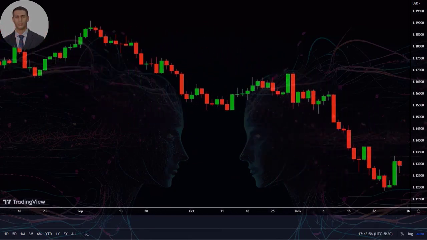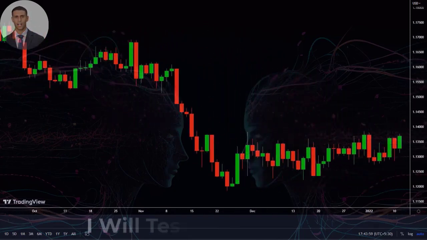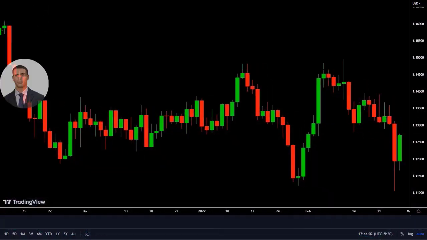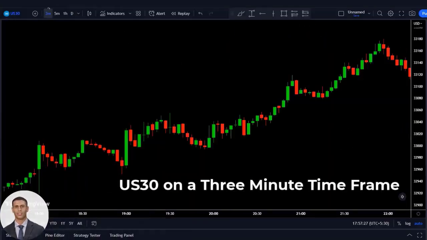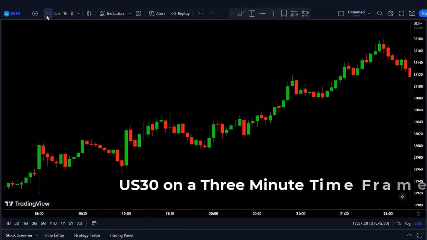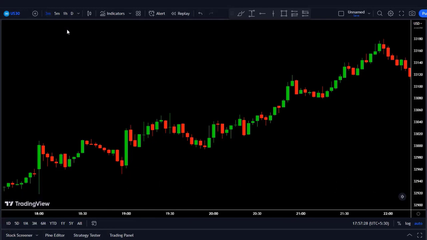setup. To check if the strategy really works, I will test it 100 times. For that, I will use the price of US 30 on a 3-minute time frame. But before I do that, let's actually open the charts and add the indicators. So the strategy includes 3 free TradingView tools. I will explain how each indicator works as we add them one by one.